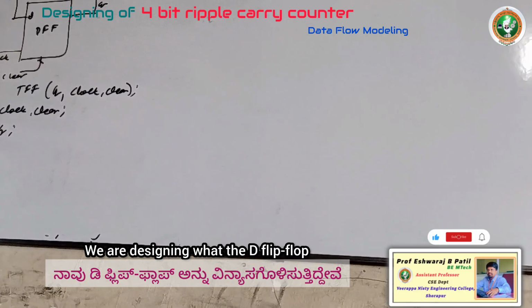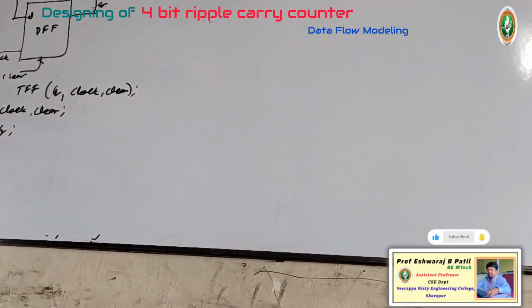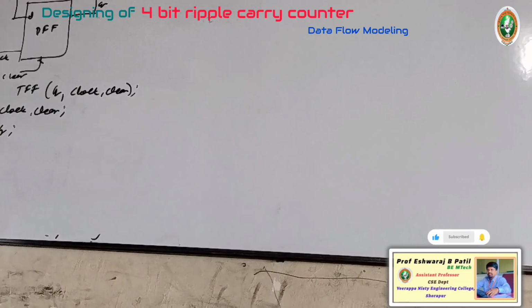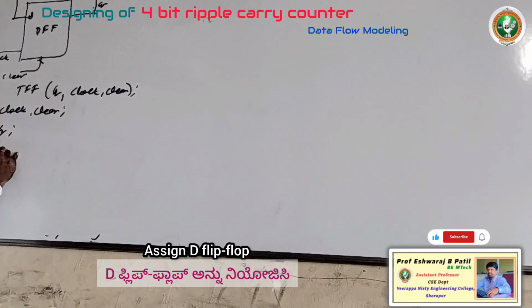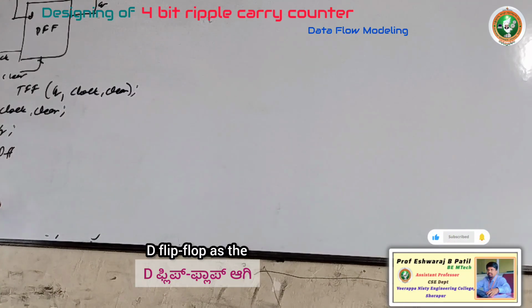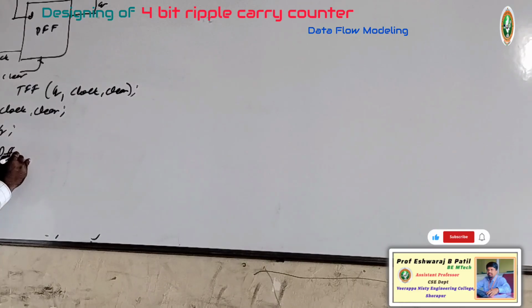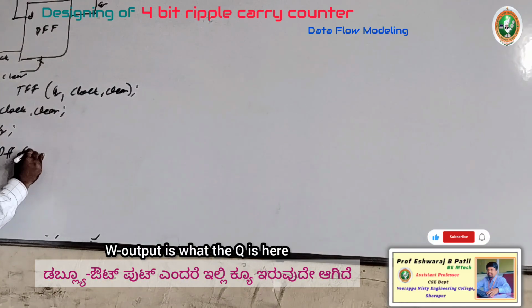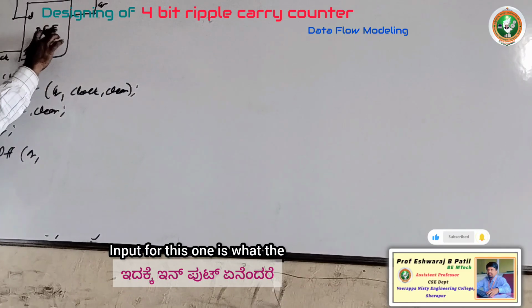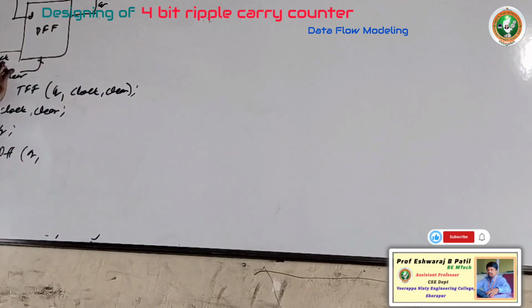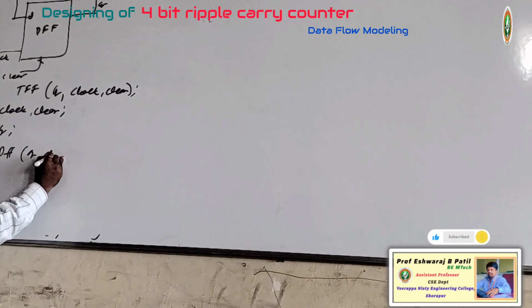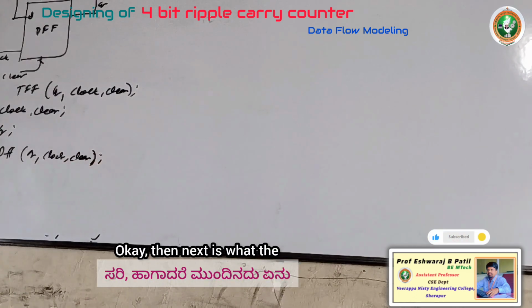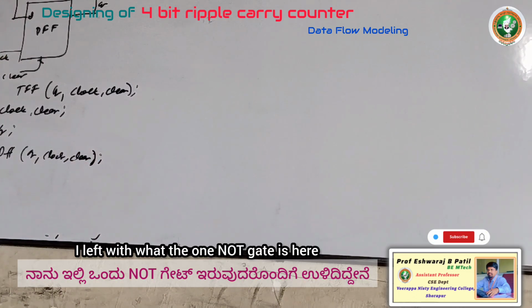You are designing the D flip flop. Assign the D flip flop, with its input, the output Q here, and the inputs clock and clear. Then next, I am left with one NOT gate here.